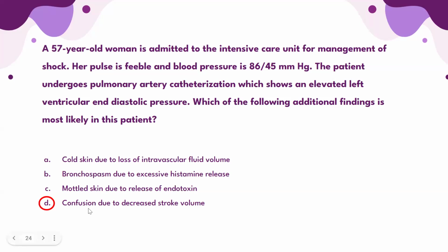And so naturally, we're thinking confusion due to decreased stroke volume. Why is there a decreased stroke volume? Let me quickly explain it according to the question. You have a lot of blood pooling into the heart at the end of diastole, but none of it is getting pushed out, right? What does this show? A decreased stroke volume. And so what kind of shock would this be?